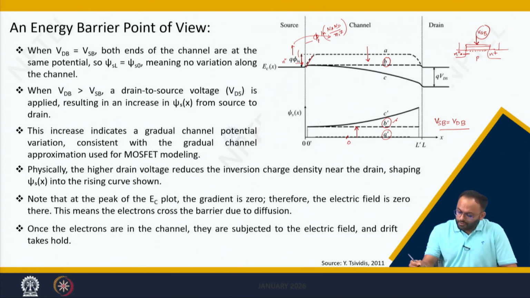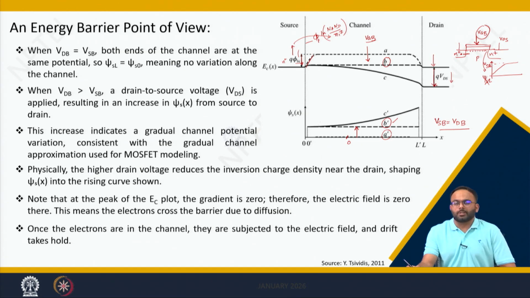Now, for that particular fixed value of VGB, you are increasing VDS or VDB. The moment you increase VDS, this surface potential psi SL increases and ultimately it is pinned to the psi SA value. So the moment you increase VDS, the bending will be there in the potential energy, right? It means the conduction band goes lower.